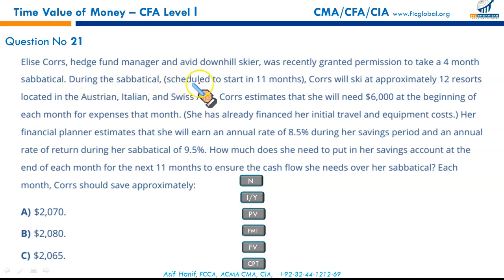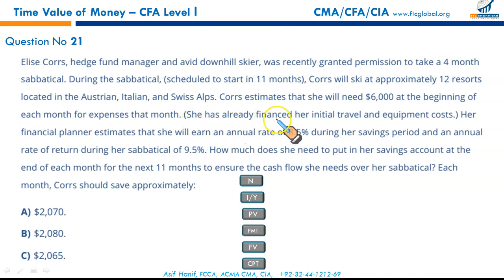So the sabbatical is scheduled to start in 11 months. This is the period after which she will take leave of 4 months. Kors will ski at approximately 12 resorts located in the Austrian, Italian and Swiss Alps. See, this is what you call fun. Kors estimates that she will need $6,000 at the beginning of each month for expenses that month. She needs $6,000 for every month, and she will spend 4 months. Remember, this is the period she will spend, and there are 11 months remaining for her sabbatical.